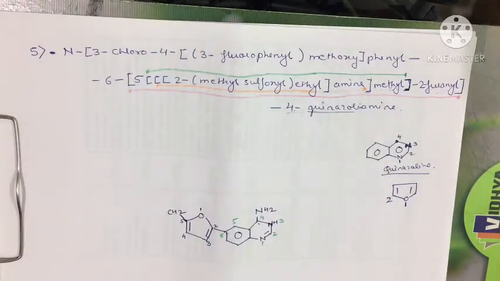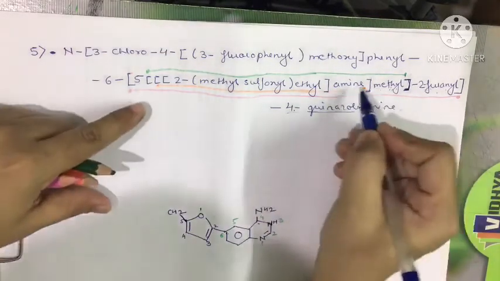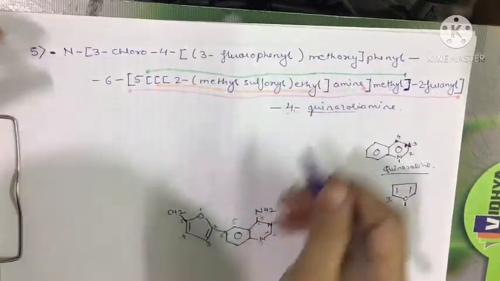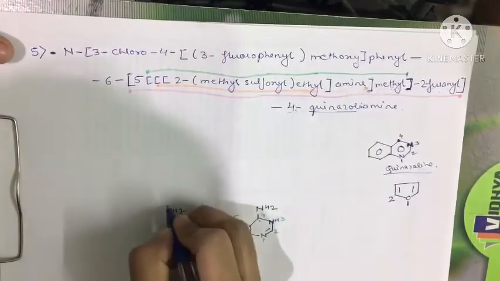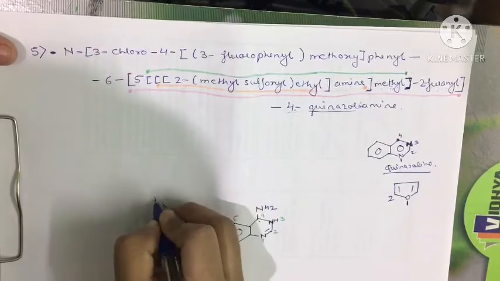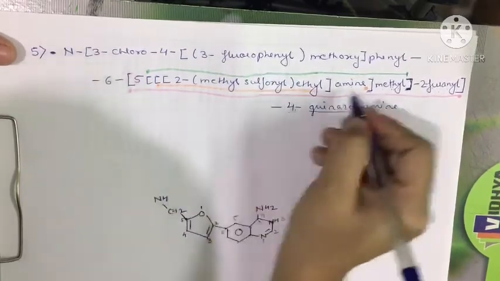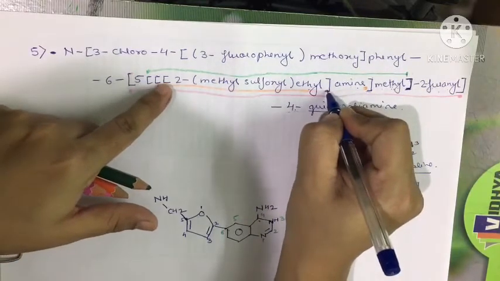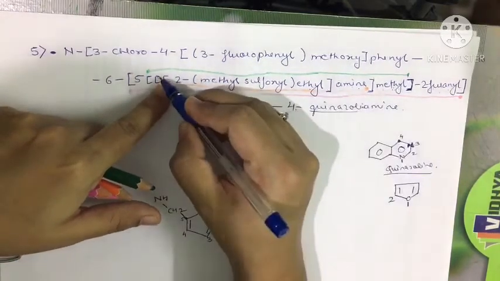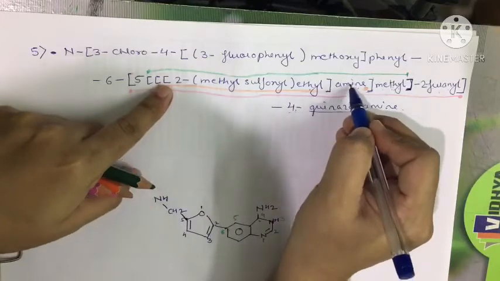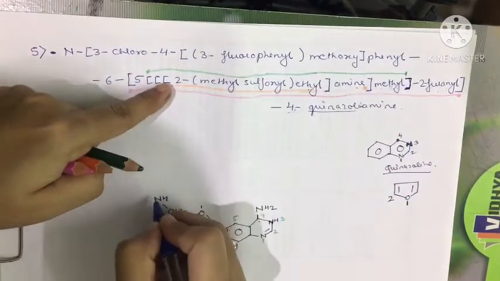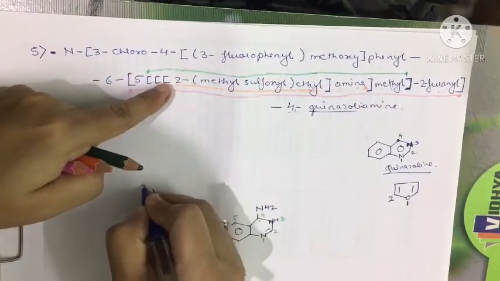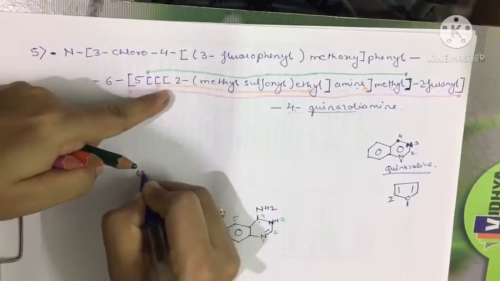Okay, so methyl, since the number is not mentioned, the amine group is directly attached to the methyl. So I will write down here NH. NH is attached to ethyl. Ethyl is another square bracket which ends up here, but there is no number mentioned. That means to amine ethyl is directly attached. So I will write down here CH2, CH2.